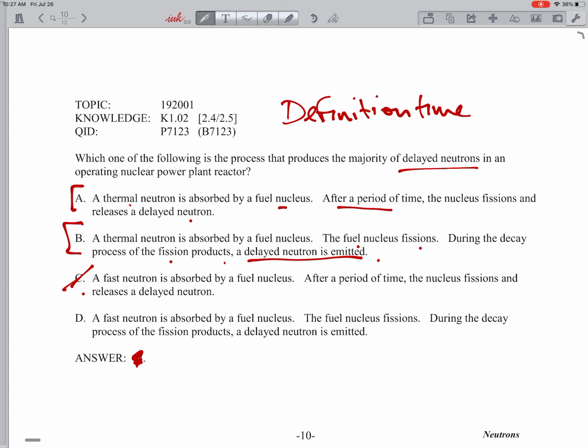And a fast neutron is absorbed by a fuel nucleus. The fuel nucleus fissions. During the decay process of the fission products, a delayed neutron is emitted. So thermal fissions happen more often than fast fissions. So we're going to mark out the fast neutrons, right? Because they just don't happen that much in U-235.